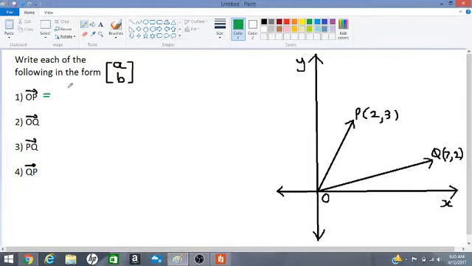So point P is (2, 3), but as a position vector, the x coordinate is 2, the y coordinate is 3. So we will write it like this, 2 over 3. So OP is equal to (2, 3). OQ now, the point Q is (7, 2). As a position vector, we write it like this, 7 over 2, column matrix form. Very simple. Remember, the first number, the x coordinate, goes on top and the y coordinate goes below.